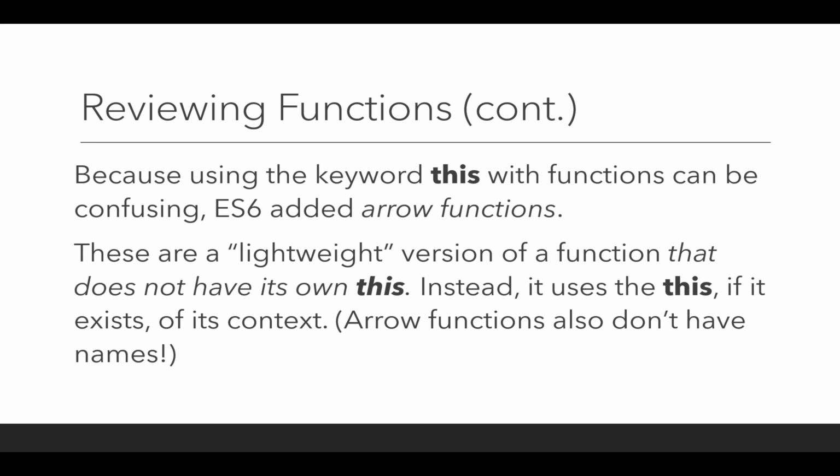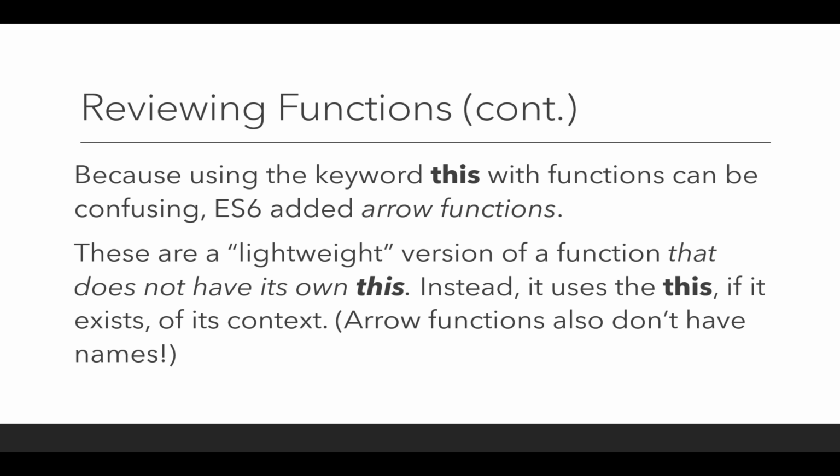Moving into ES6. Because all of this can be fairly confusing, using the this keyword, thinking about properties as functions and functions as objects can be very confusing. To help with all this, ES6 added arrow functions. Arrow functions are a lightweight version of a function that does not have its own this. It does not use the this keyword. It also doesn't have a name. So arrow functions are even more lightweight by dropping the name and dropping this.